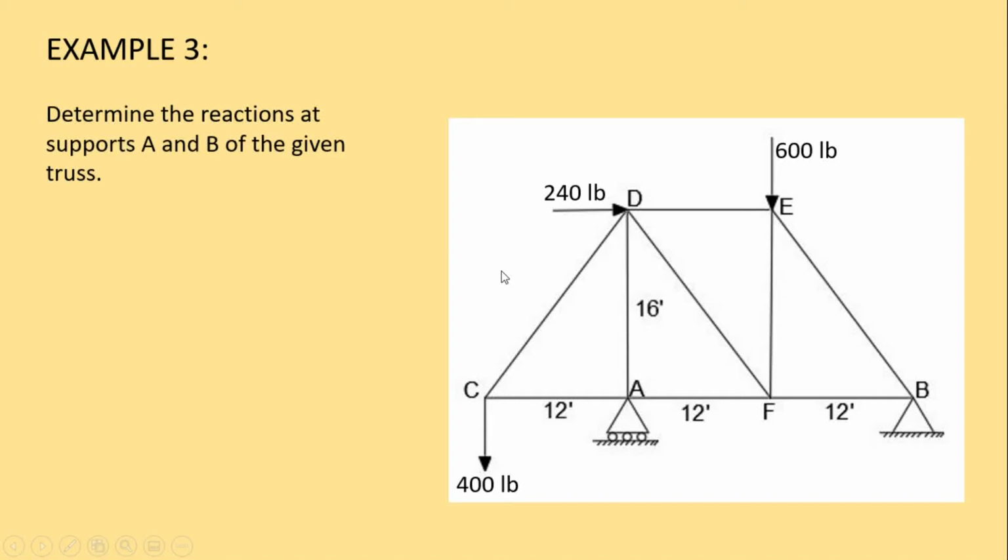So for our third example on the equilibrium of non-concurrent forces, we have to determine the reactions at supports A and B of the given truss. The truss is loaded with vertical forces of 600 pound and 400 pound, both going downward, and a 200 pound force going right. Then we have a support at A, which is a roller, and at B, which is a pin or hinge support.